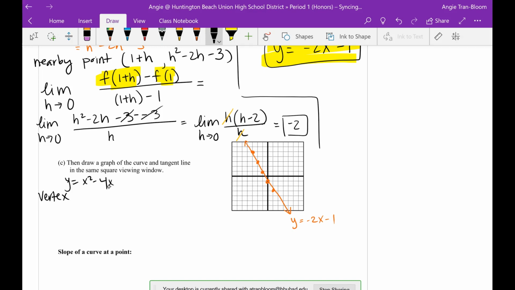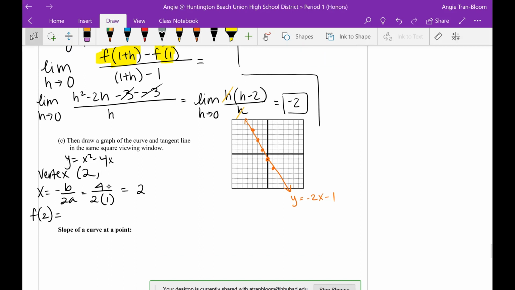The vertex is what? I can find x by -b over 2a. Your b value is -4, so the negative of the negative is now 4. 2 times your a value of 1, so currently you have an x value of 2. So that's your x value for the vertex. To get the y value for the vertex, you can plug that in. Again, this is just a different way of getting the vertex.